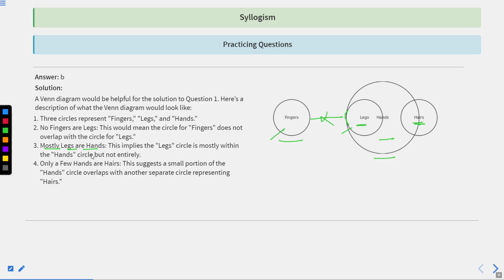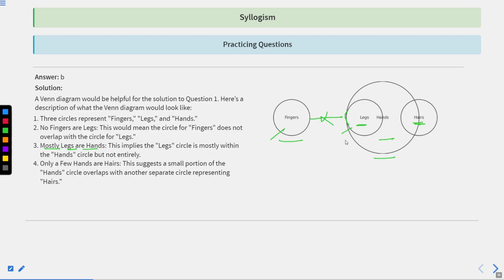If instead of "mostly legs are hands" it had been written "all legs are hands", then at that point of time the circle would have been within the circle of the hand. Now it is said "mostly", so it means a little bit of portion of the legs will be out of the Venn diagram of the circle which is representing the hands.